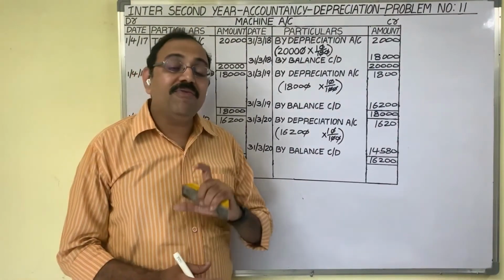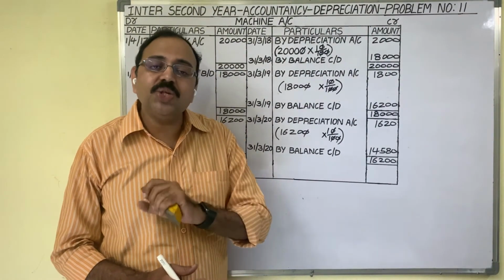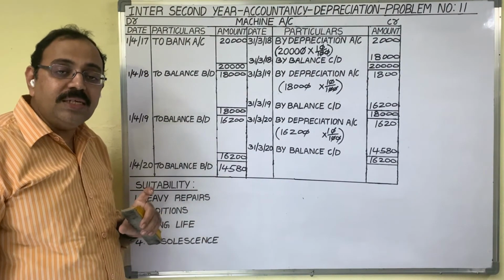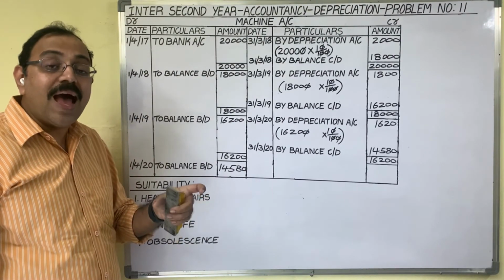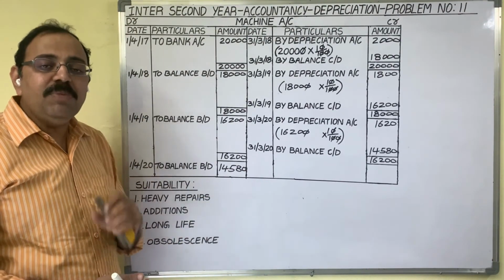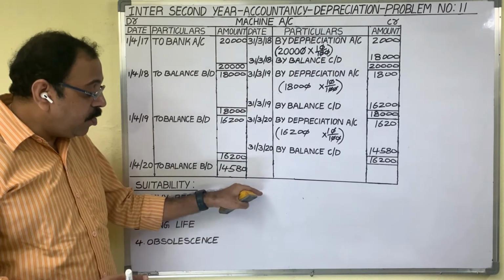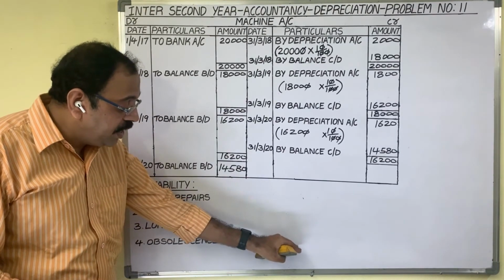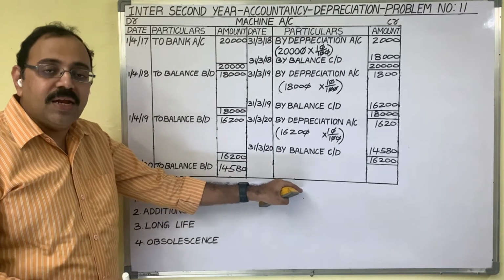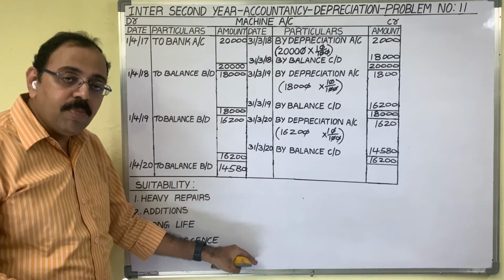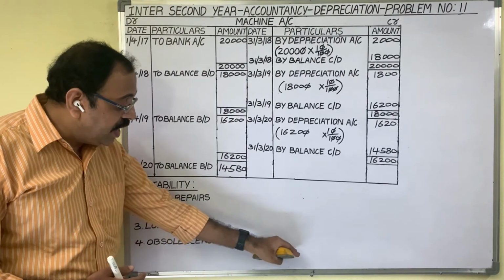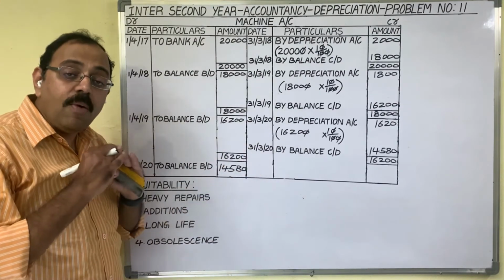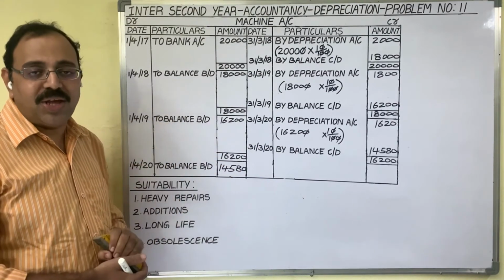Now let us see for which type of assets the diminishing balance method is suitable. The first point is heavy repairs. This method is suitable for assets that require heavy repair charges as they become older. Because in the diminishing balance method, depreciation amounts decrease year by year. On the other hand, repair expenditure amounts increase year by year. So the decrease in depreciation amounts is offset by the increase in repair expenditure. As a result, a uniform burden can be given to the profit and loss account.